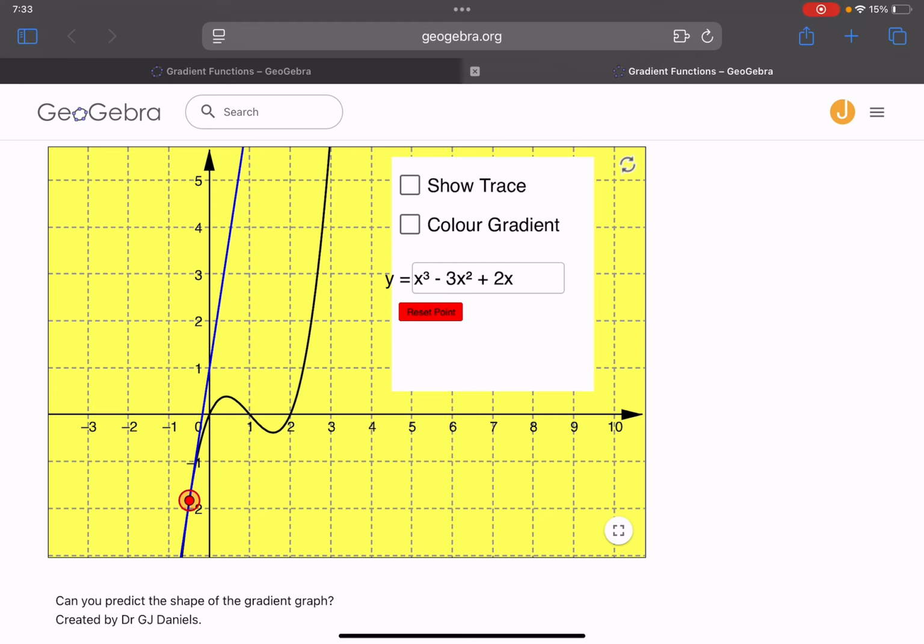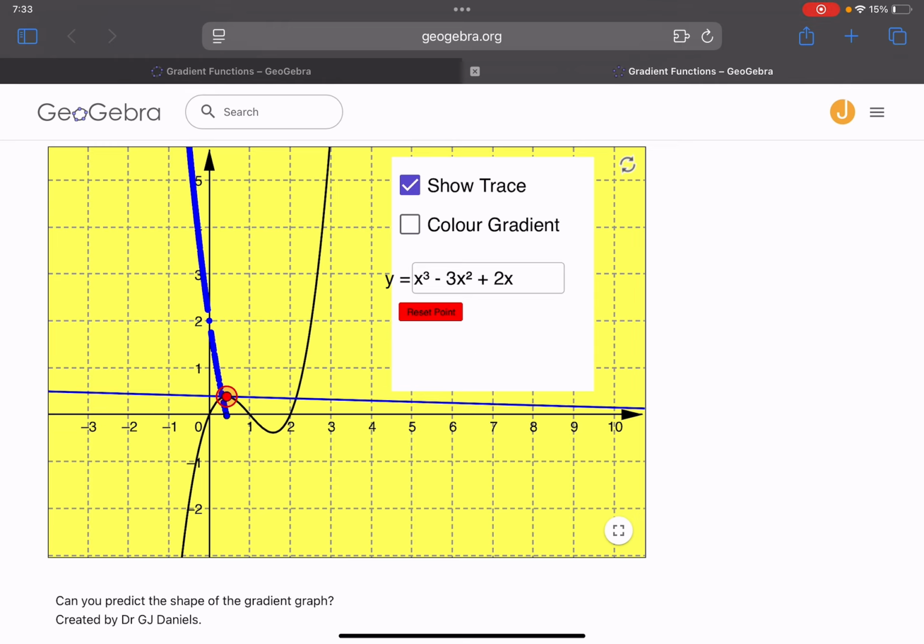So here I've got the x cubed minus 3x squared plus 2x function. And again, I've got the tangent here to help me demonstrate what the gradient's going to be. So to begin with, we've got a positive gradient here. And as I move along here, the gradient is becoming less positive. You see how the tangent, the blue line, is becoming less steep. It's getting flatter. The gradient's going down, down, down.